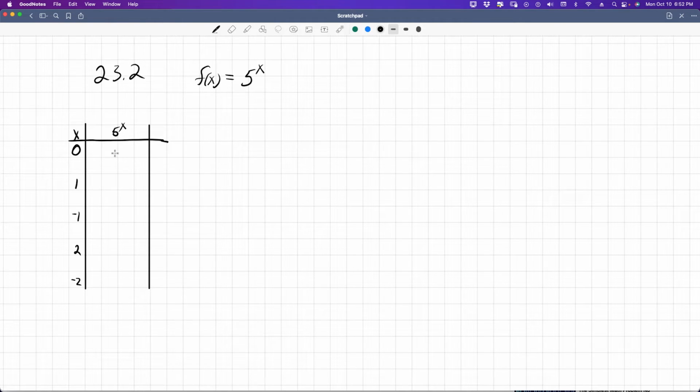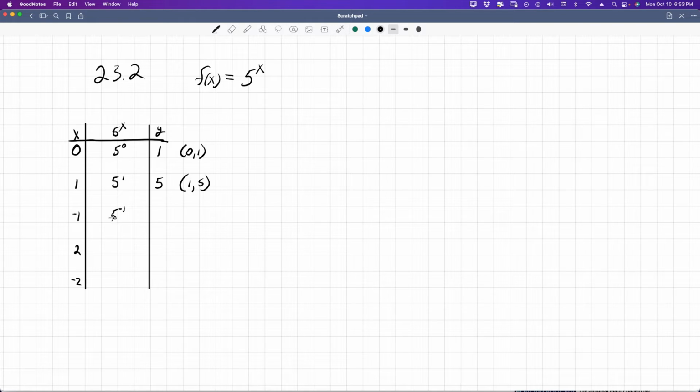All right, 5 to the x power, 5 to the 0 power is 1. It's always 0, 1, right? So that's our point, 0, 1. All right, 5 to the power of 1 is always going to be itself, so it's 1, 5. Yeah, I'm sorry, I got both the y there.